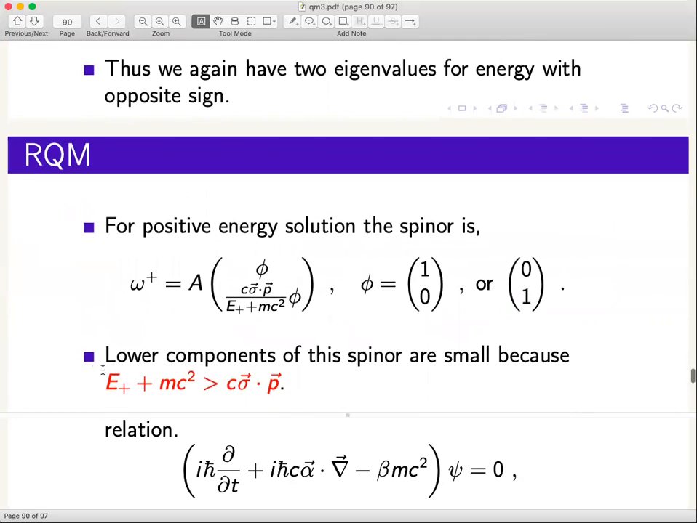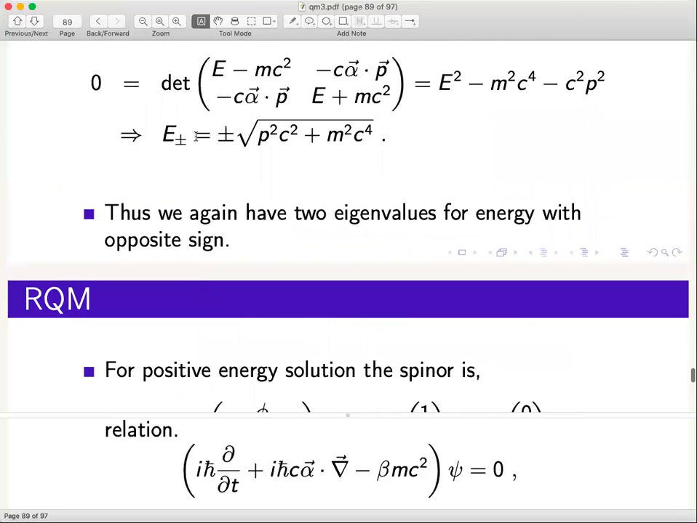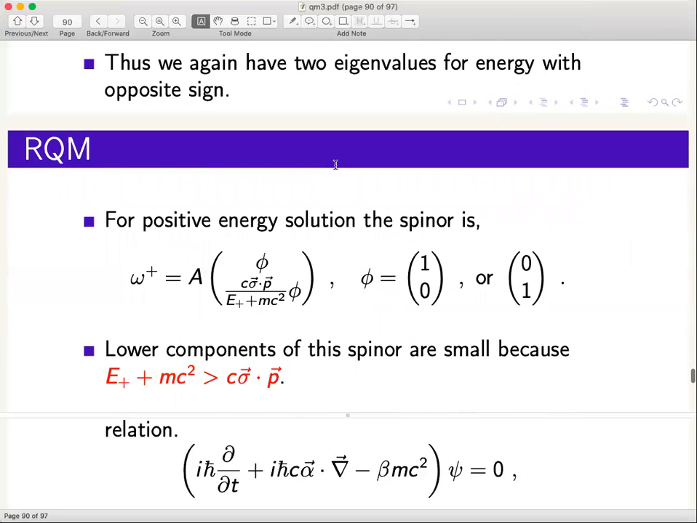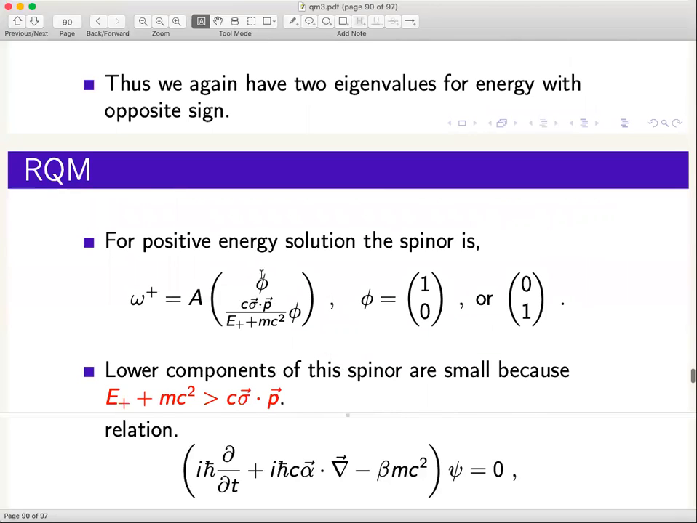And the answer is that omega plus, which is a positive energy spinor, is some normalization factor, which we will determine soon, times phi, the two-component spinor, and chi, the lower spinor, which is written as c times sigma dot p upon E plus plus mc squared. By E plus, I mean the energy with positive sign here. And phi could be any one of these two Pauli spinors. It could be (1, 0) or (0, 1).